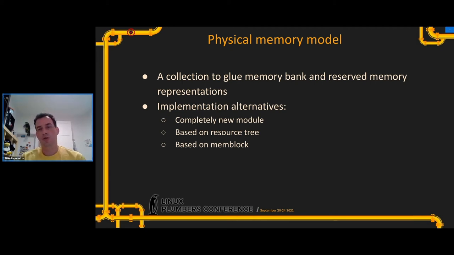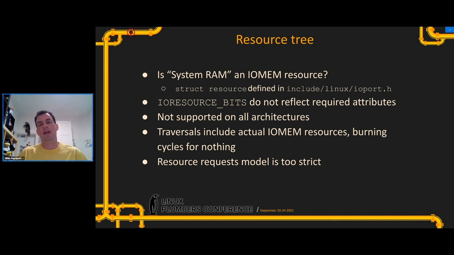So that leaves us with two main candidates for the implementation. One is the resource tree and the system RAM sub-hierarchy in it. And another one is memblock. Both of them somehow represent physical memory. Both of them have very similar structures, like start and size and flags and so on. And obviously, because I'm working on memblock, I tend to like memblock more. But anyway, I think there are objective reasons why the resource tree is not very suitable for representing physical memory. First, system RAM is a subtree of the IOMEM resource, I don't know, it makes me shiver.